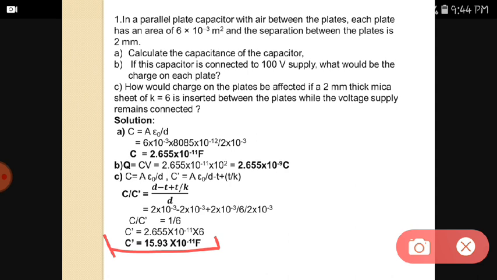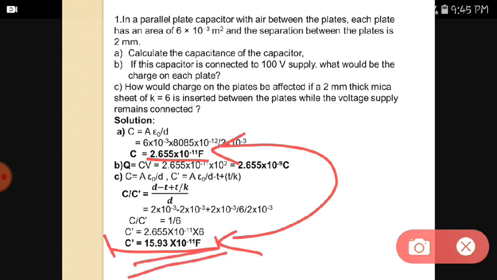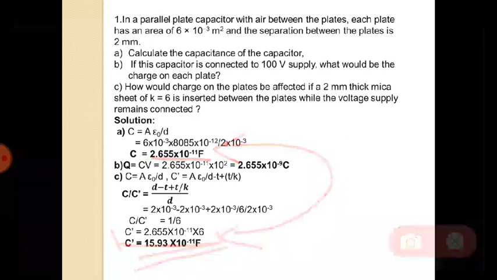So the capacitance has changed very drastically. There has been a very big change. When air is the medium, it is 2.655. When the mica sheet is inserted between the plates, it increases up to 15.93. It increases because the intensity, the electric field, goes on decreasing when anything comes in between the plates, especially a dielectric. Okay, so here we have found the value for this.